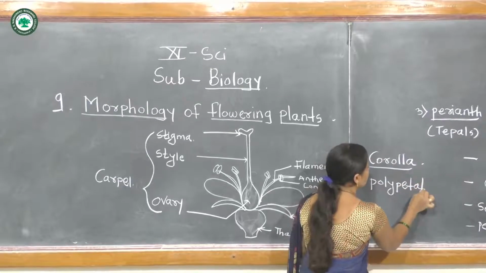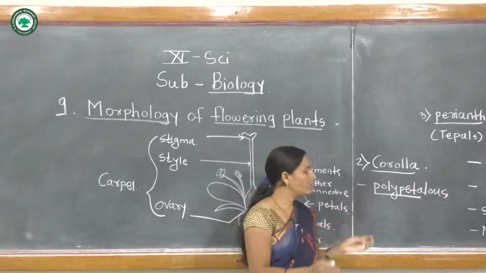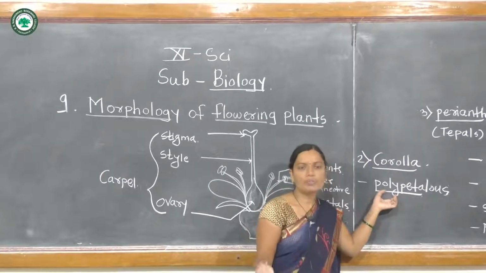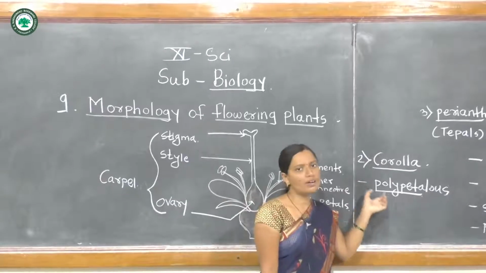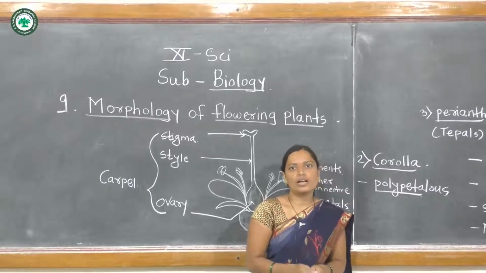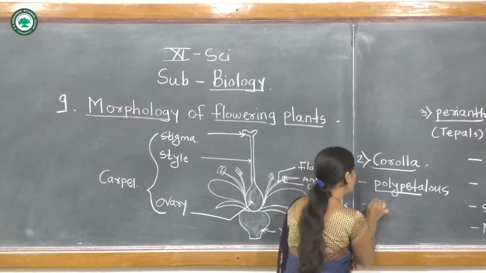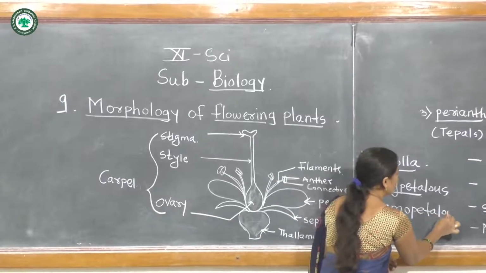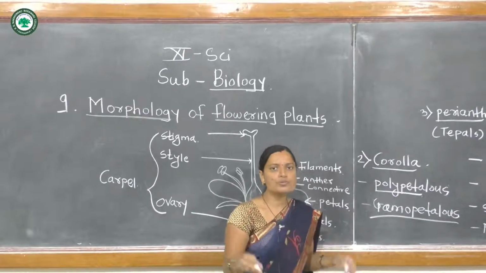Polypetalous means the corolla or petals are free from each other in some flowers, for example in hibiscus and rose. But in some flowers the corolla is fused to each other. They are joined with each other, and this type of condition of the flower is called the gamopetalous condition. Gamopetalous: gamo means fused, meaning these petals are fused to each other.